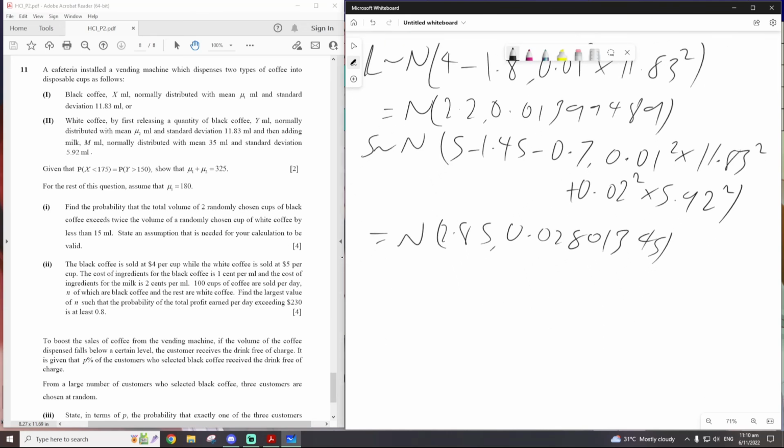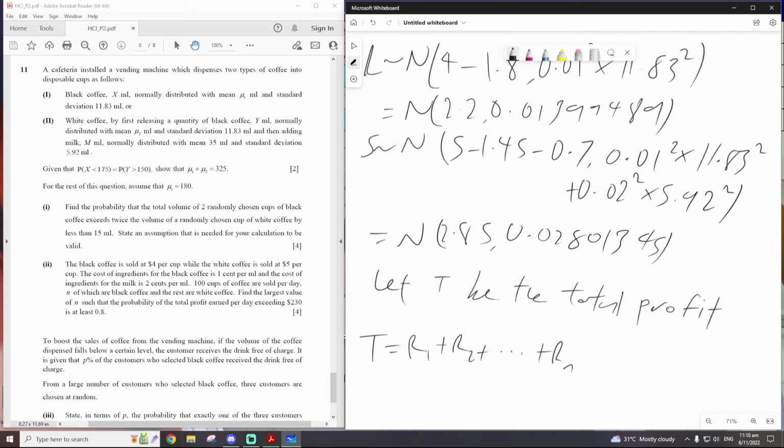So define T to be the total profit. Do not confuse this T with T distribution, although I don't think you will because it's not in H2 anymore. So T is actually n independent observations of R, not n times of R, those are two different things. R1 plus R2 plus dot dot dot plus Rn plus S1 plus S2 plus dot dot dot plus S100 minus n.